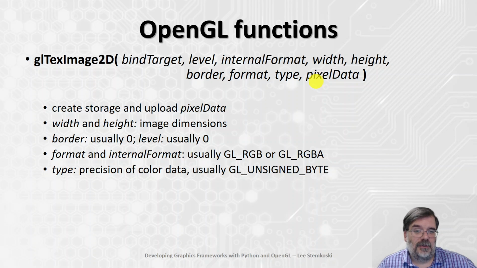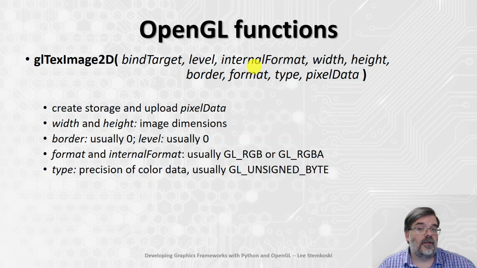Some of these parameters, you might guess their meanings, like width and height. That refers to the dimensions of your image. Border refers to how thick your border is around your image, and we're not going to use images with borders, so that will usually be 0. Level is an interesting parameter that won't make too much sense right now. It refers to level in a mipmap, which we'll talk about again a little bit later, but for our purposes, this parameter will also always be 0.